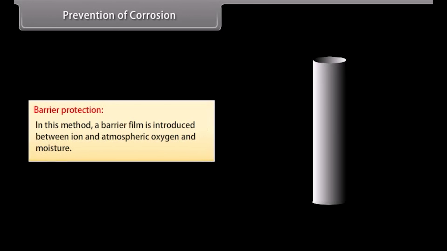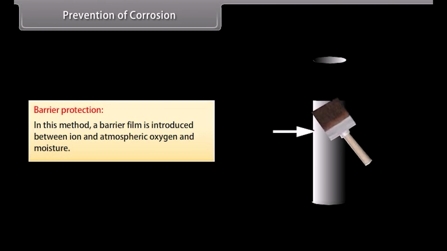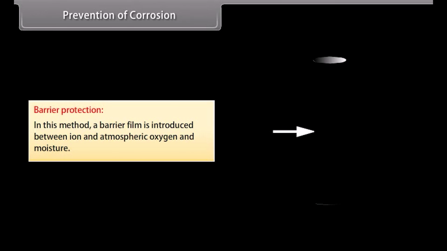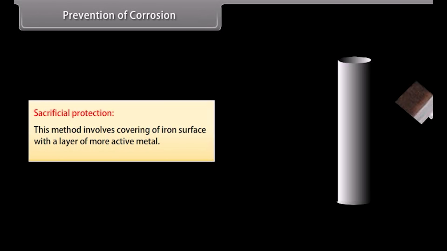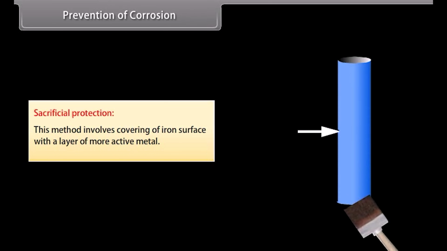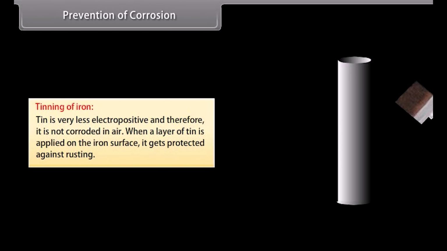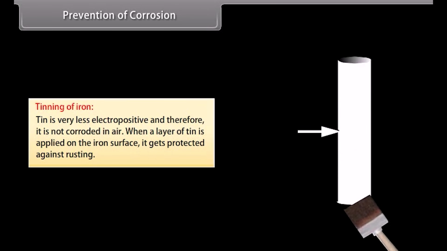Prevention of corrosion. There are many methods for protecting metals from corrosion. Some of these are as follows. Barrier protection. In this method, a barrier film is introduced between iron and atmospheric oxygen and moisture. Sacrificial protection. This method involves covering the iron surface with a layer of more active metal. Tinning of iron. Tin is much less electropositive and therefore it is not corroded in air. When a layer of tin is applied on the iron surface, it gets protected against rusting.